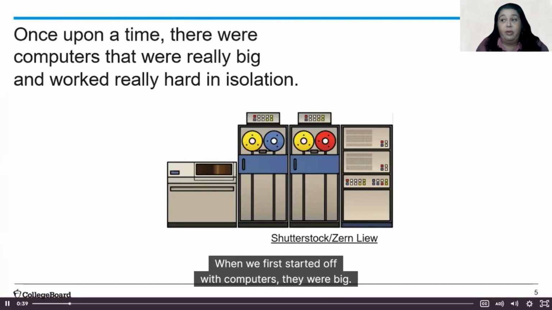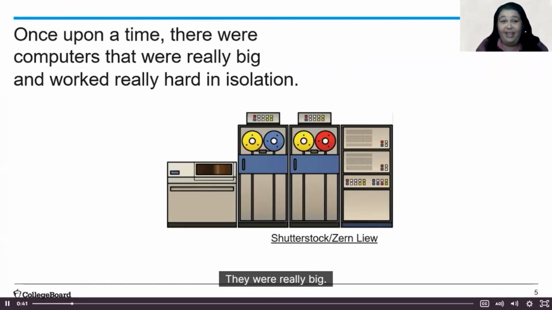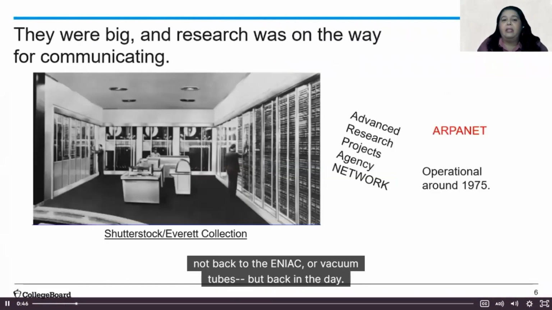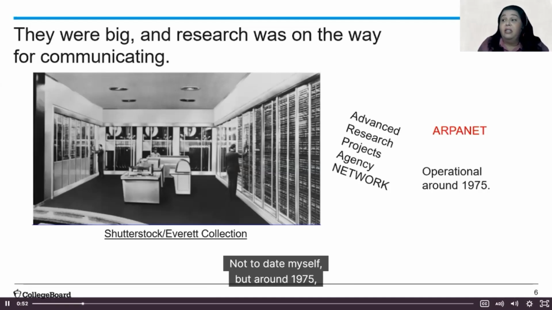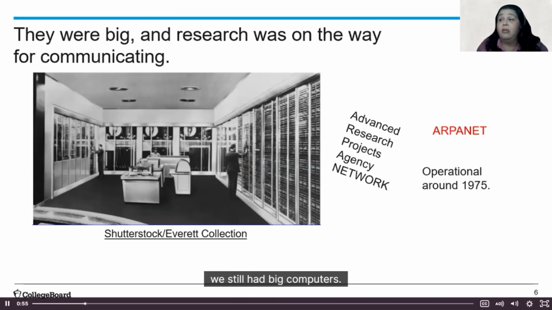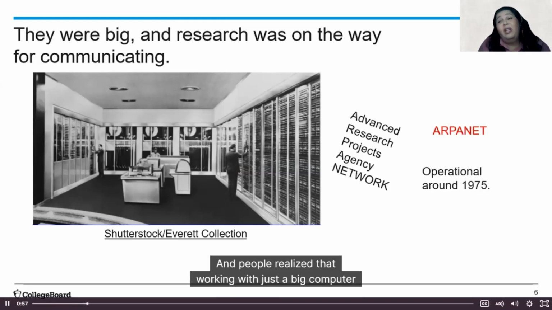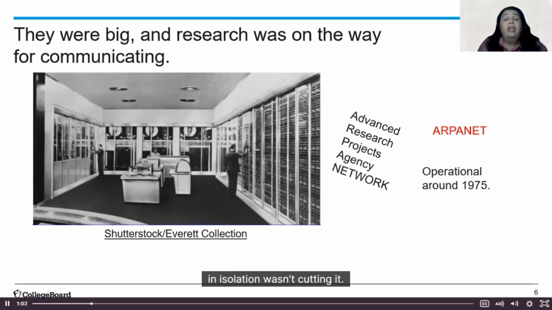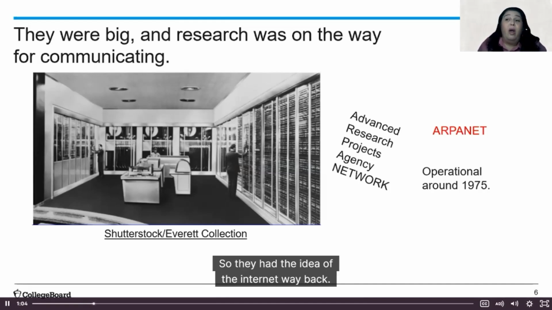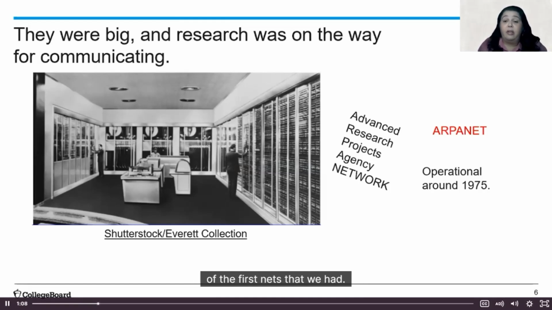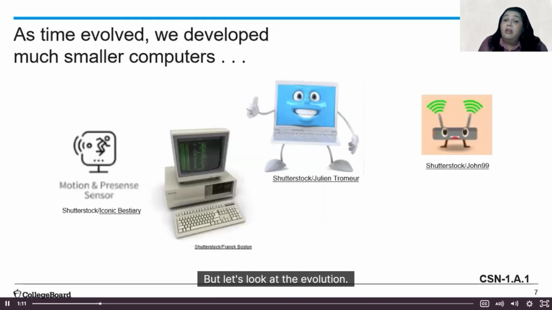When we first started off with computers, they were big. They were really big. I have a picture of one here with the tape, not back to the ENIAC or vacuum tubes, but back in the day, not to date myself, around 1975, we still had big computers. And people realized that working with just a big computer in isolation wasn't cutting it. So they had the idea of the internet way back. You'll hear something historically about ARPANET, one of the first nets that we had. But let's look at the evolution.